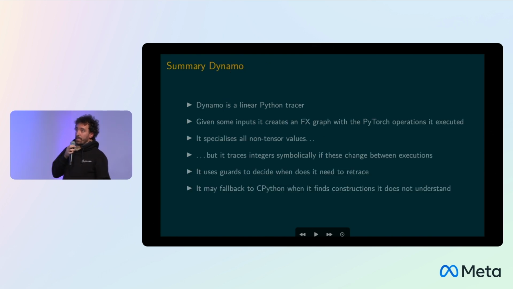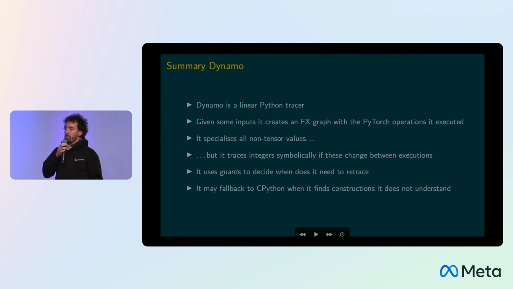So to summarize, Dynamo is a linear Python tracer that, given some inputs, creates an FX graph with the PyTorch operations that happen during that trace. It specializes all non-tensor values, but is also able to trace integers symbolically whenever it needs to. It uses guards to decide when it needs to retrace, and it may fall back to CPython when it finds a construct that it doesn't understand. That is the whole part of the tracer.